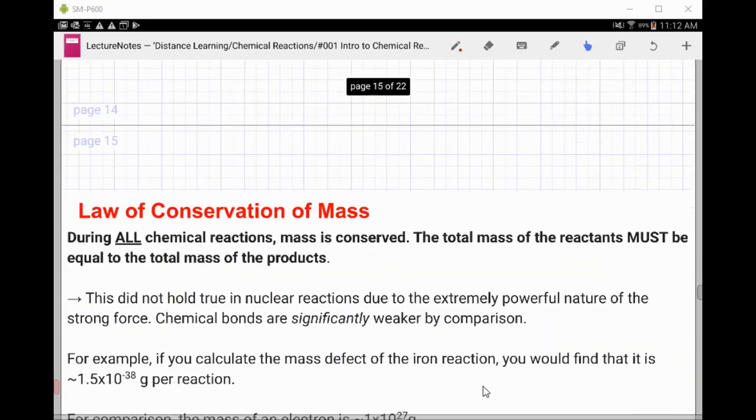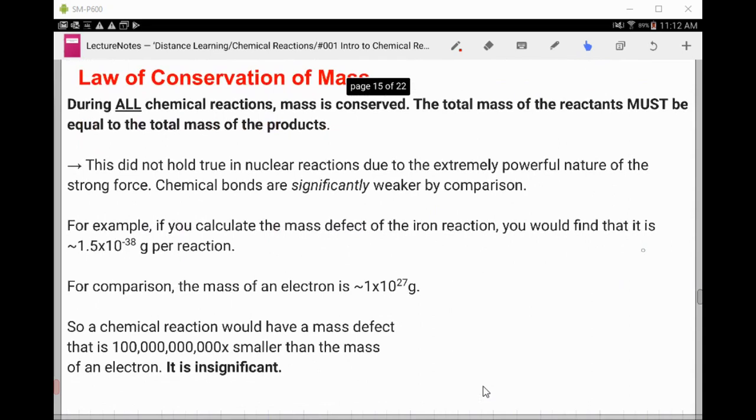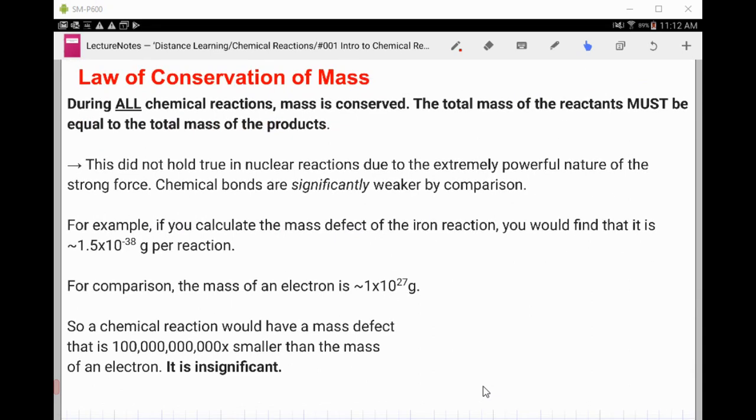So this idea brings us into another important law. It's very related to what we talked about earlier in the year with the law of conservation of energy, but we have the law of conservation of mass. And that's the idea that during any chemical reaction, or physical change for that matter, the total mass of the reactants is always equal to the total mass of the products.